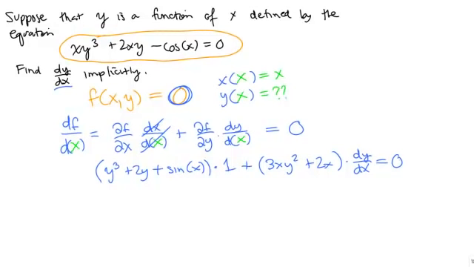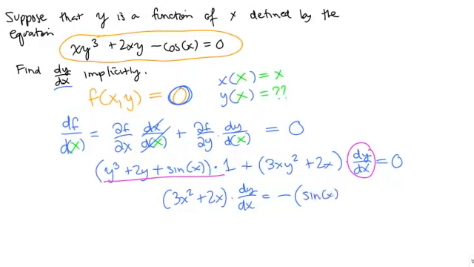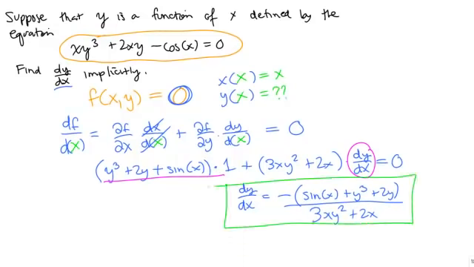Now I'm trying to solve for this thing right here. But look at how easy that is. Move this piece over. We'll get 3xy squared plus 2x times dy dx is equal to negative sine of x plus y cubed plus 2y. And then we'll divide both sides by this expression. And voila, the exact same implicit derivative.